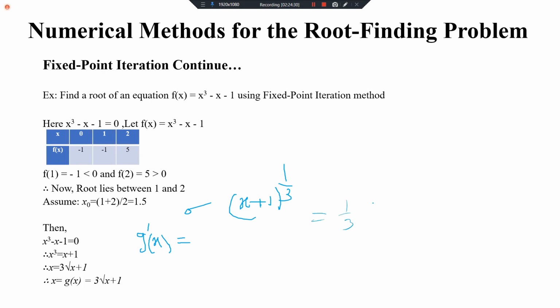We'll get 3.5. Then you will get plus 1, this one minus 1, this one minus 1, and after that you have to multiply by 1 because the derivative of x is 1. Then you will get 1 over 3. Here you will get minus 2 over 3. Then you will get (x plus 1) to the power of minus 2 over 3. For all the values between 1 and 2, you will get less than 1.